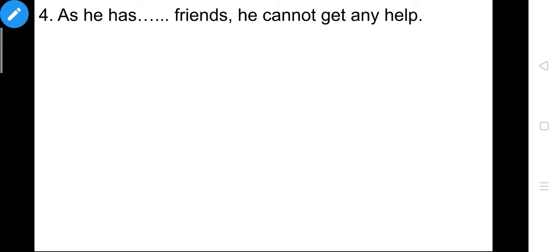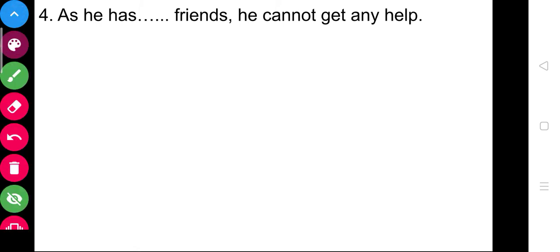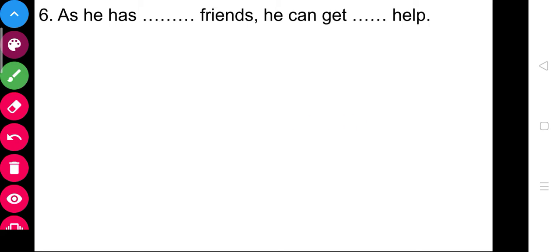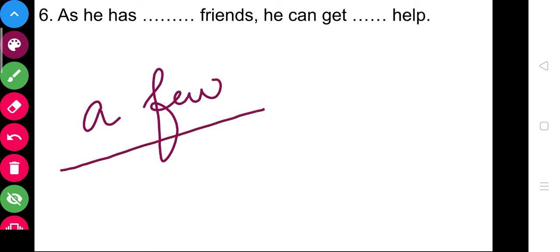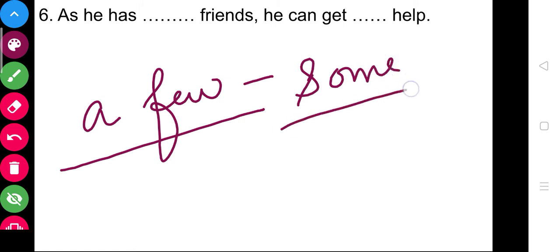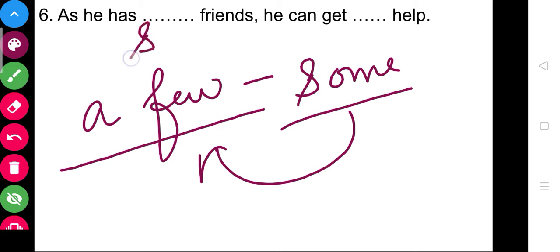Definitely he cannot get any help in the circumstances when there is no friend of his. So then moving on to the next one, the same as the previous one. As he has dash friends, he can get dash help. So here I want to actually clear one thing. Here you see a few. As he has a few friends, a few is equal to some. So you can apply any of these two answers. You can apply here: as he has some friends, he can get some help.